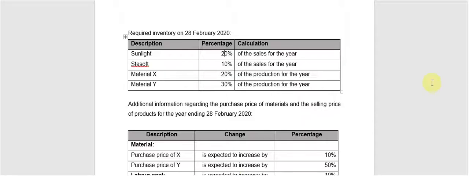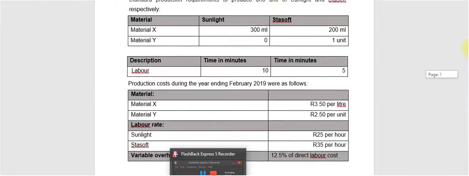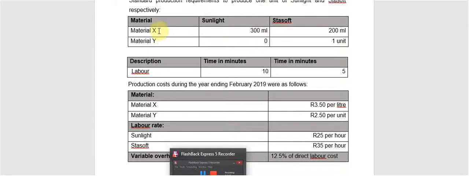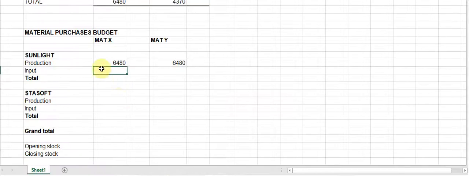So I am just reading it from this summary that was given here. So for Sunlight, for material X, we need 300 milliliters. For material Y, we need nothing. For Stasoft, we need X 200 milliliters, 1 unit of material Y. So I'm just going back to fill that out. So the input material X 300, please note this is milliliters. And of material Y for Sunlight, we need nothing.